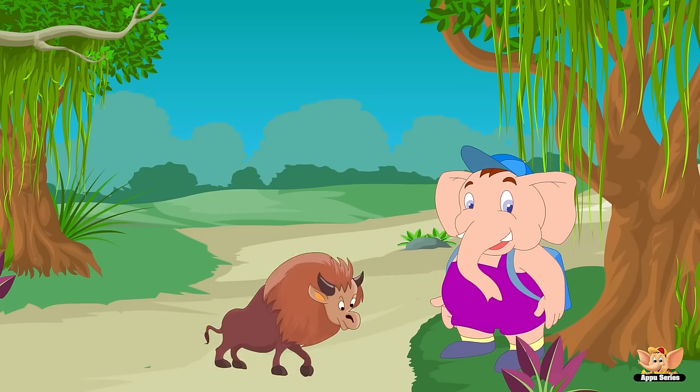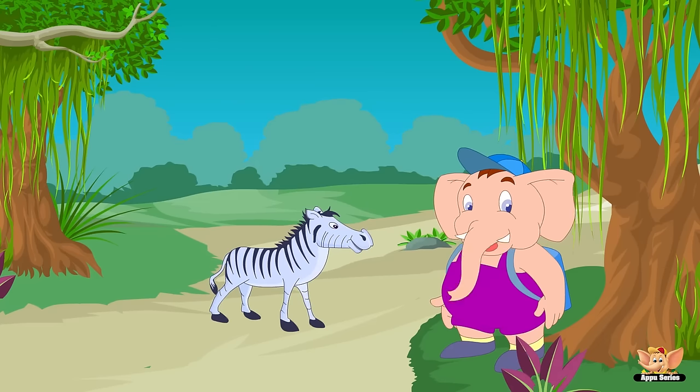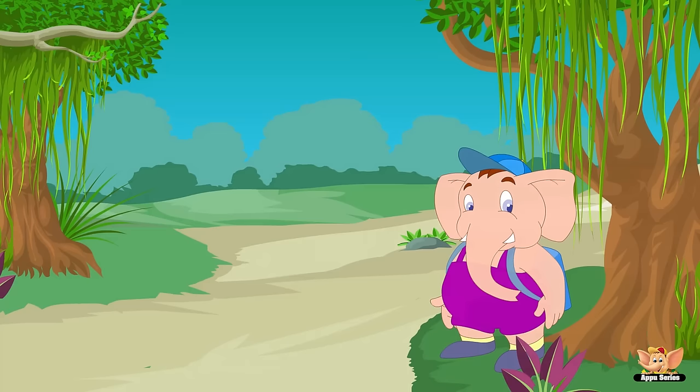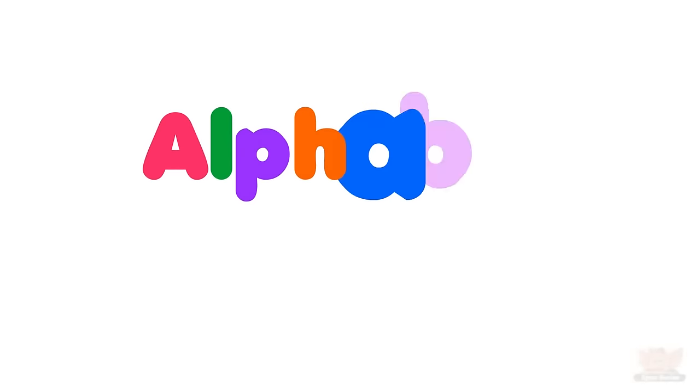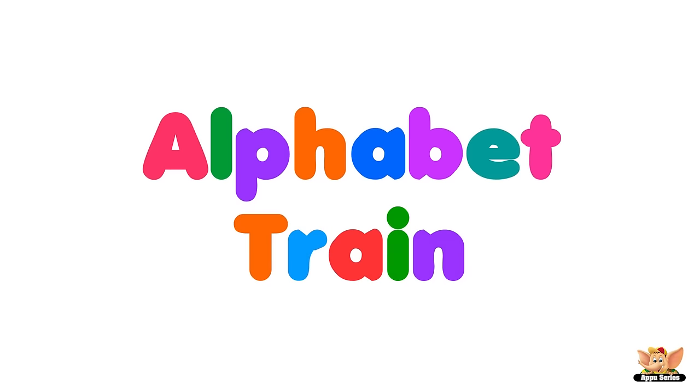Y for yak with silky hair but bites. Z for zebra with black and white stripes. Alphabet train.